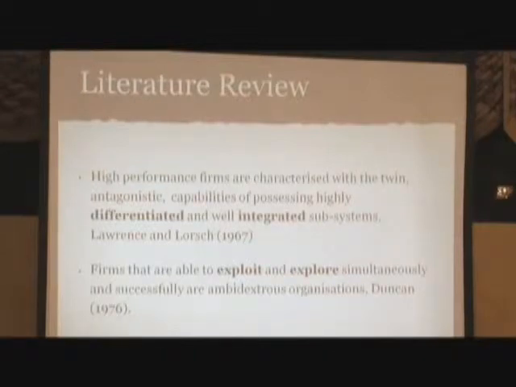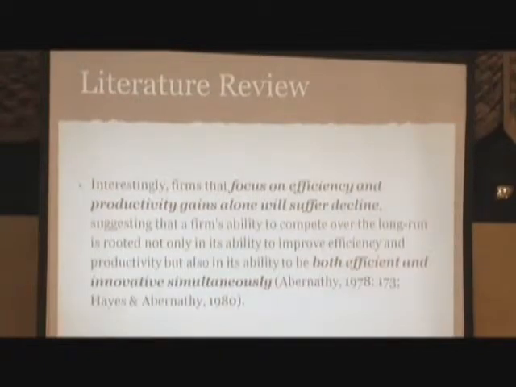The literature review, which I've only done a preliminary literature review so far. The seminal work in the literature is by Lawrence and Lorsch, 1967, who indicate that high-performance firms are characterized with the twin antagonistic capabilities of being highly differentiated as well as being well integrated in their internal subsystems. The term ambidexterity came into the literature from Duncan in 1976, who indicated that for firms to be successful, they need to be able to exploit and explore simultaneously.